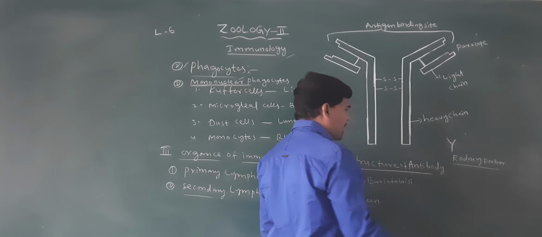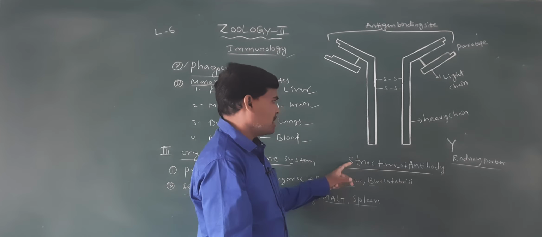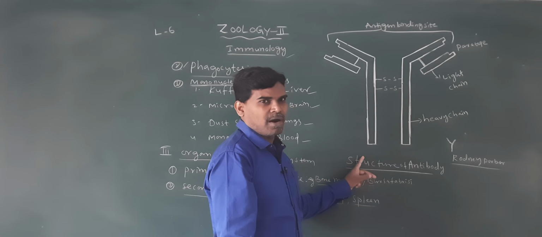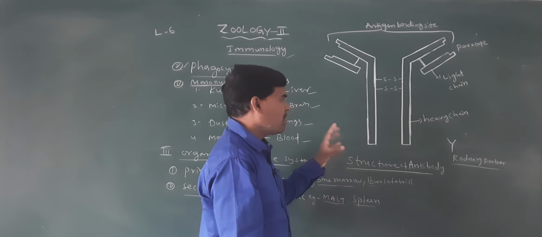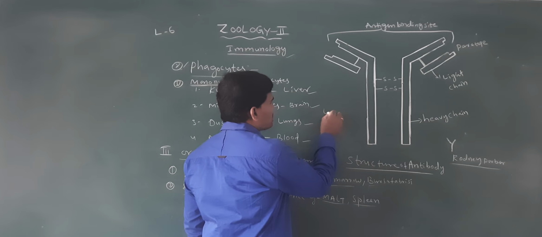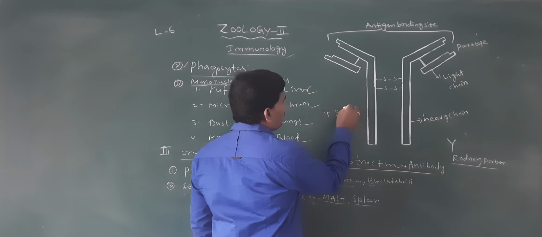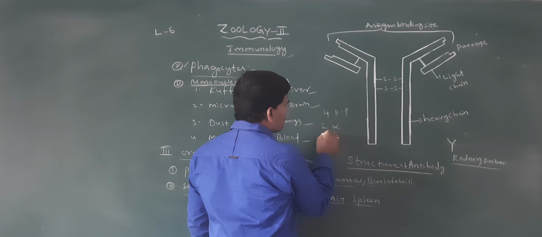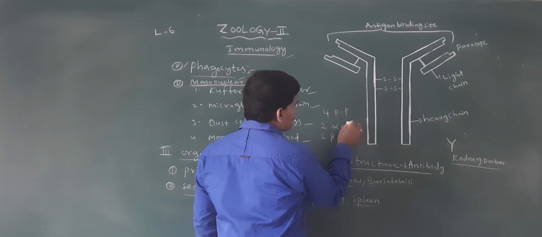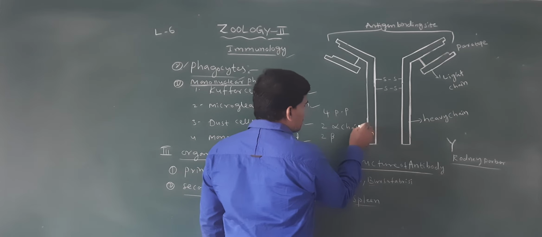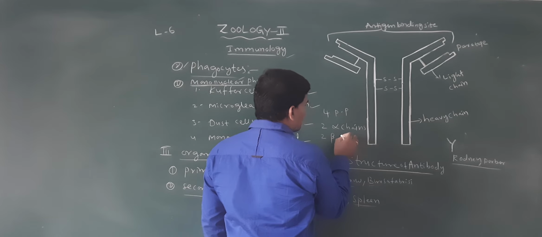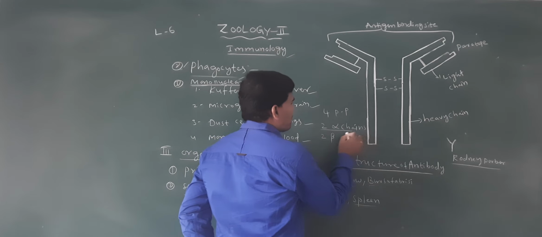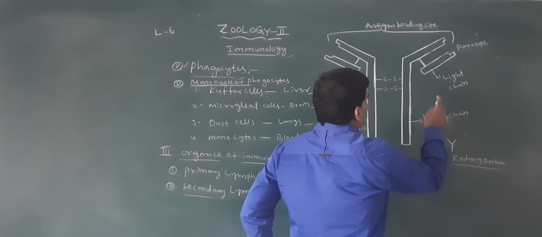Y shape. The antibodies, the immunoglobulins, have four polypeptide chains. How many polypeptides? Four polypeptides: two alpha chains and two beta chains, or two heavy chains and two light chains. Observe them clearly.